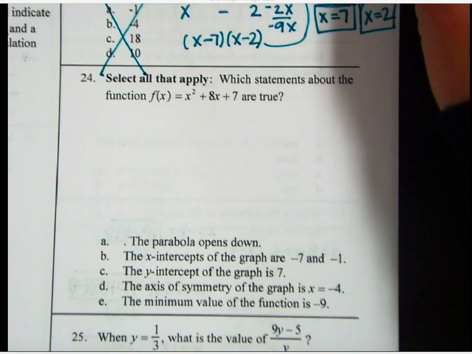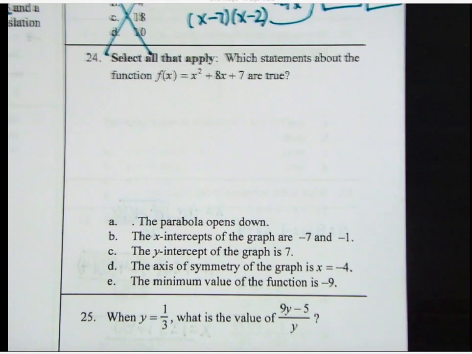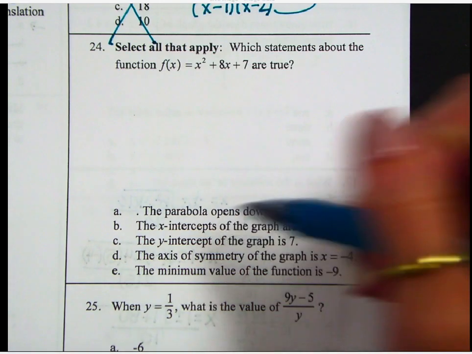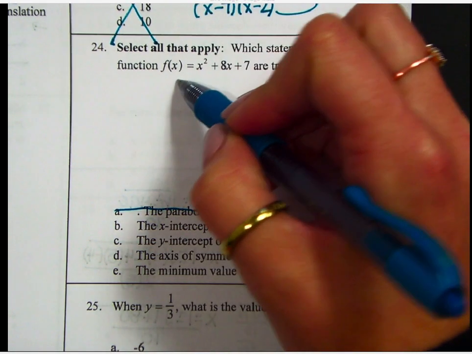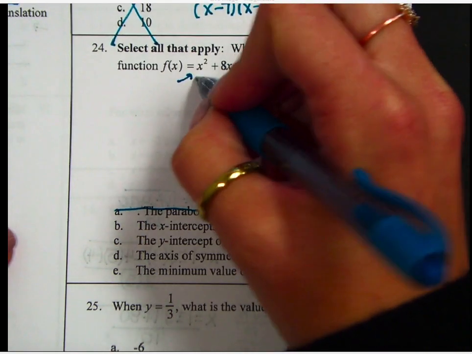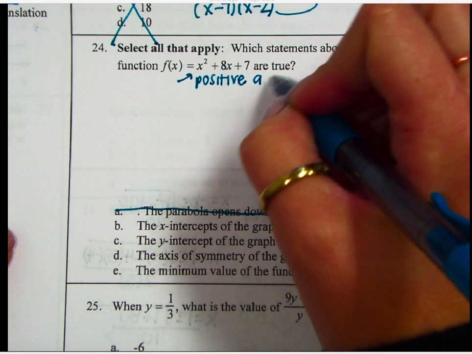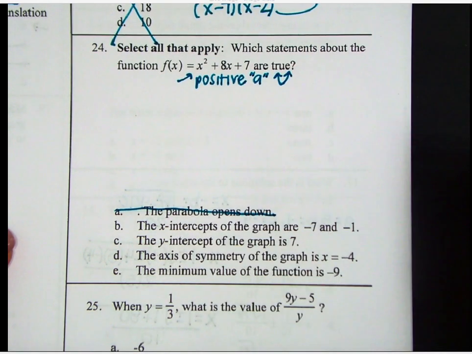Okay, for number 24, we're going to look for which statements about this function are true. So, does the parabola open down? No, because this is a positive a value. It's a positive 1 for your a value, which means the parabola will open up.